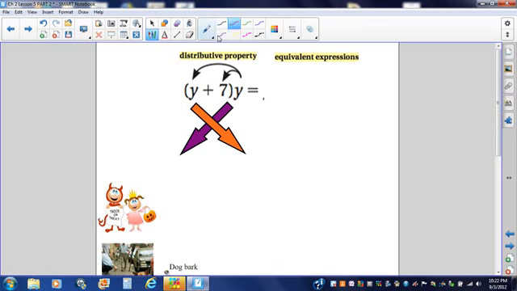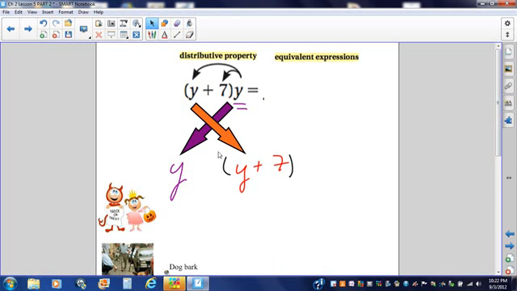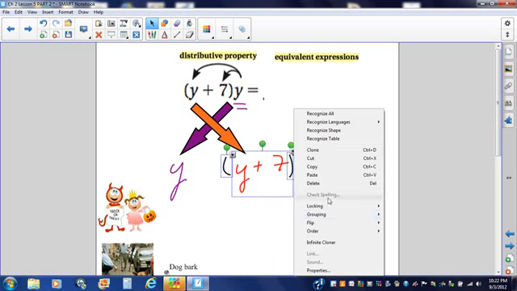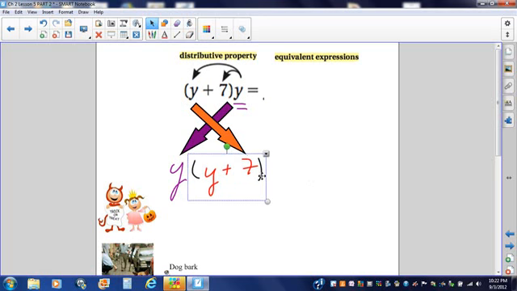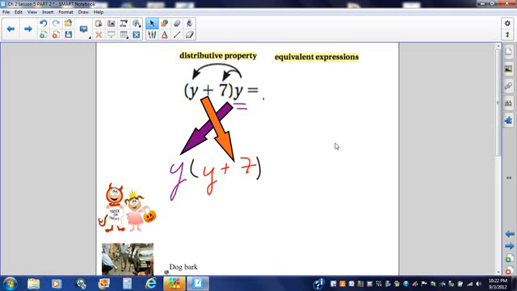I'm going to do the same thing that I did in the last problem. Instead of doing the distributive property backwards, I'm just going to put the variable y here at the front. And then I'm going to put my parentheses y plus 7. Now I want them touching each other because that means multiplication in math.